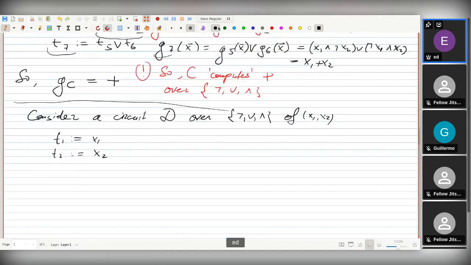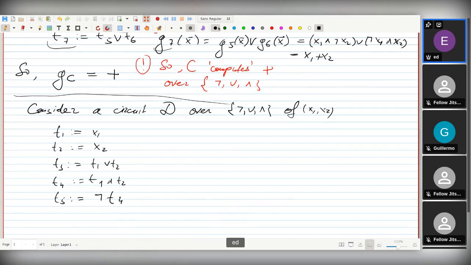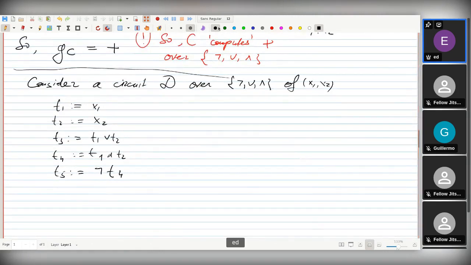But then we will compute the disjunction of the two, the conjunction of the two, of this T1 and T2, and then we assign T5. We assign not T4, not conjunction, to T5, and then T6 will take T3 and T5. What is it? What is the result?